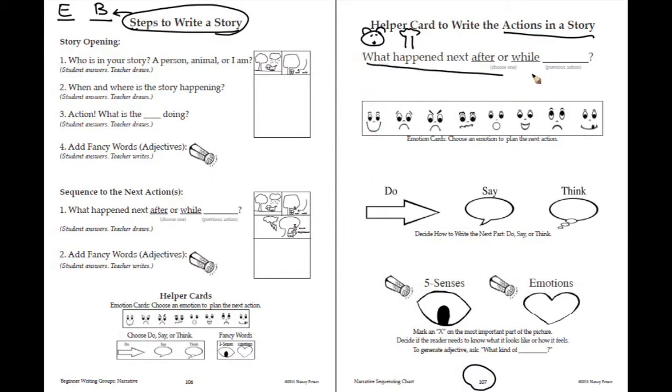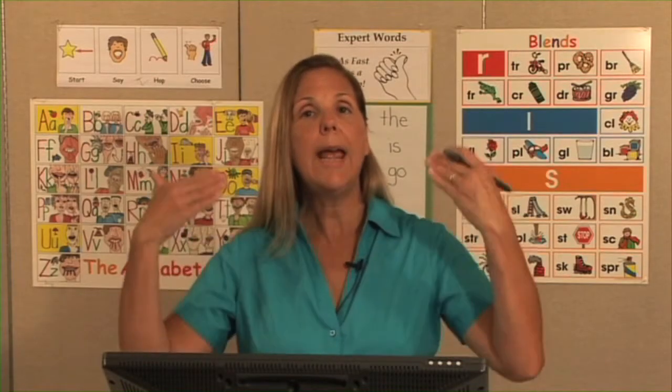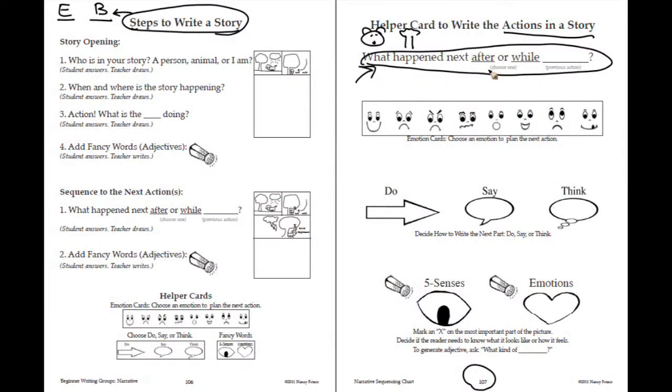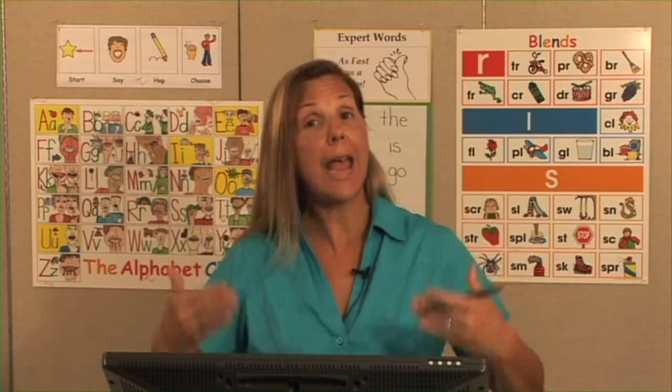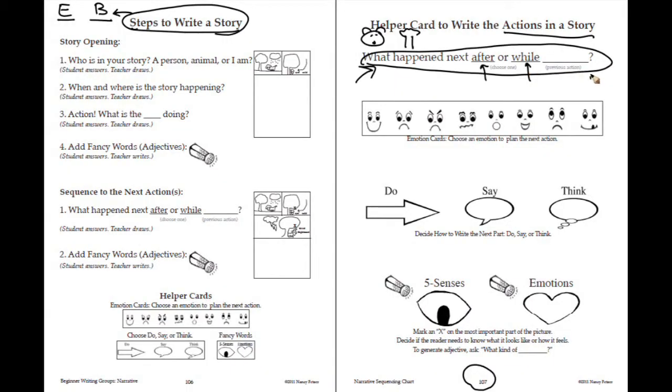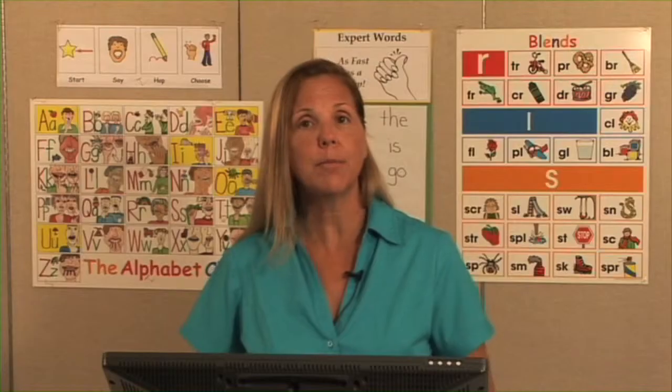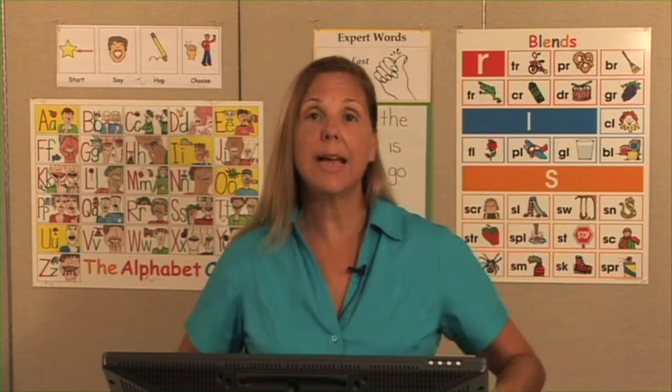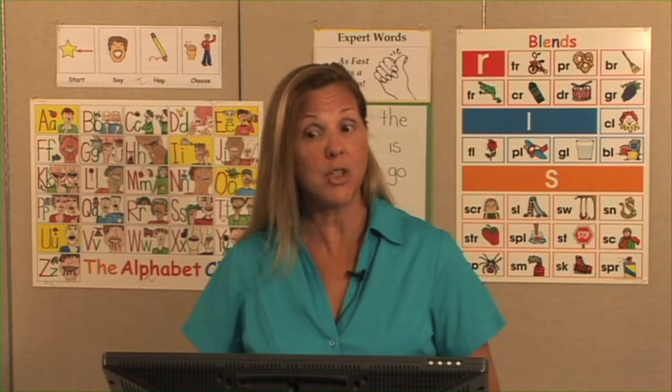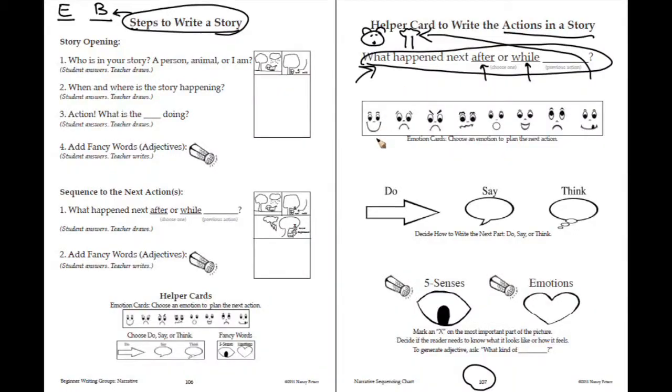First thing you do is you ask this sequencing question. You go, what happened next? Then you need to choose the word after or while. So what happened next after, and then you have that previous action, the bear climbed up the tree. What happened next after the bear climbed up the tree? If the students can't come up with an idea, then you choose one of the emotion cards.